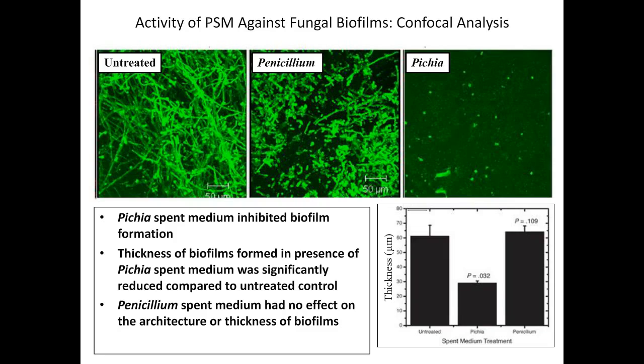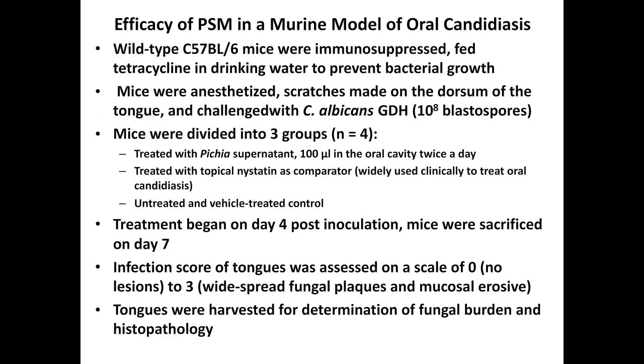And also when we measured the thickness in the histogram, you can see adding the Pichia supernatant made the biofilm very, very thin, significantly lower than untreated and Penicillium treated. Now, we wanted to take this step further into the animal model, because this is really what, at the end, when the rubber hits the road, matters. We have a developed oral candidiasis model, and we can infect with Candida and cause oral candidiasis in the tongue of mice.